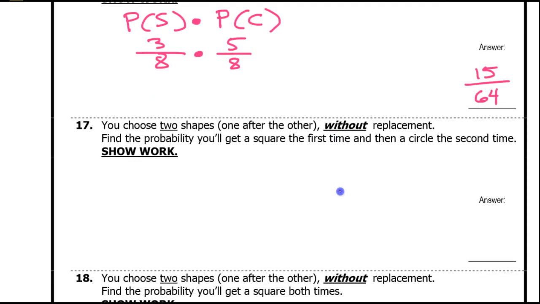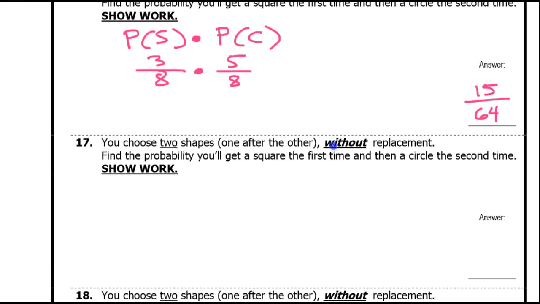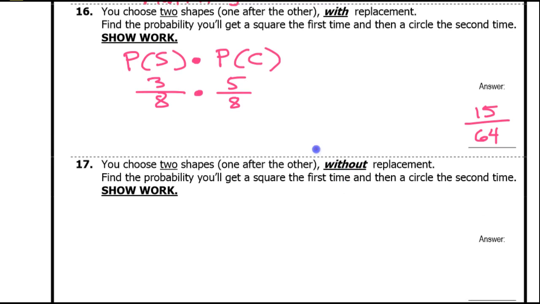Okay, we have to be a little bit careful when they say without replacement. That means we're not going to be starting fresh, so we will have to be careful about the second one. The second probability will change. So just be careful about that. We're still going to multiply. As soon as you see that we're choosing two shapes in a row, we're still going to multiply.